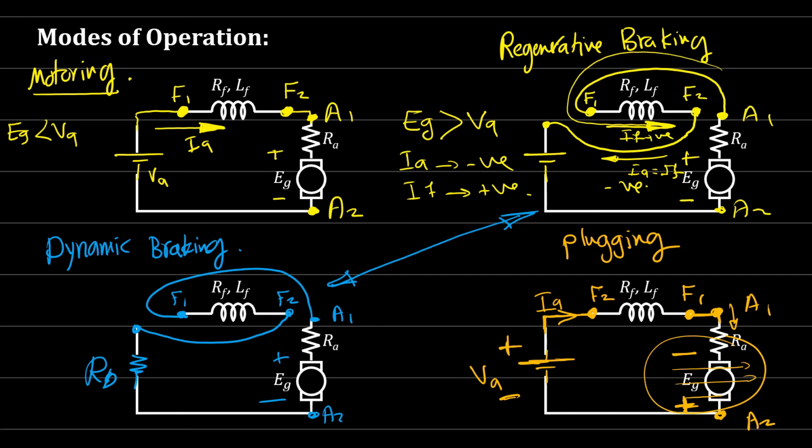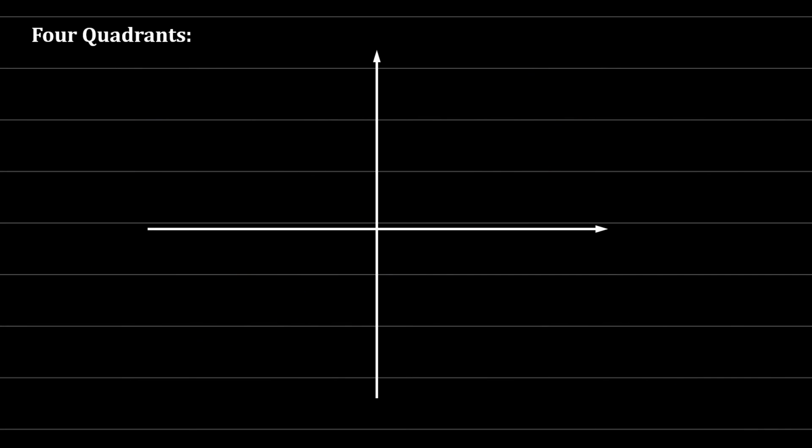Now let's go in depth and see the four quadrants of operation, like the relation between the speed and the torque, and see how the circuit can be classified. So here let's say that we have the torque, positive torque. Here we have positive speed and torque. The torque can be positive or negative, and the speed can be positive or negative. And we draw the circuits which are related to this.